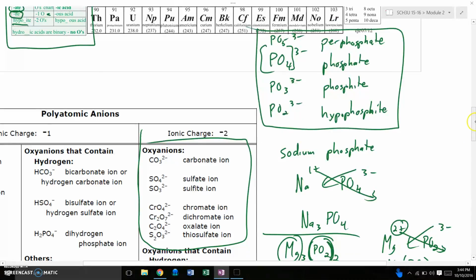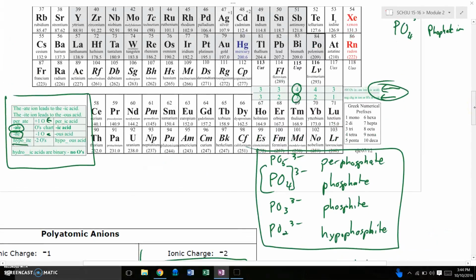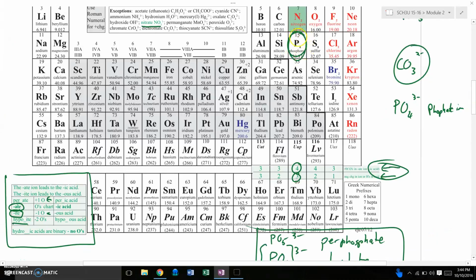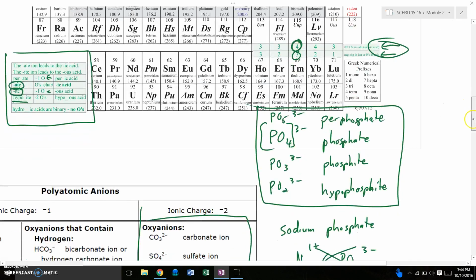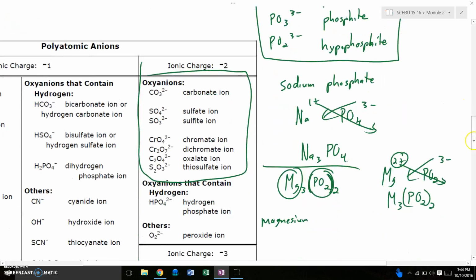So I see that it's a P. Okay, so phosphate would be the main. I see that phosphate has 4 O's. I have 2 less than that, so this might be the hypophosphite anion. And since we've already indicated those names, there's no change in suffixes or prefixes. So this just becomes magnesium hypophosphite.